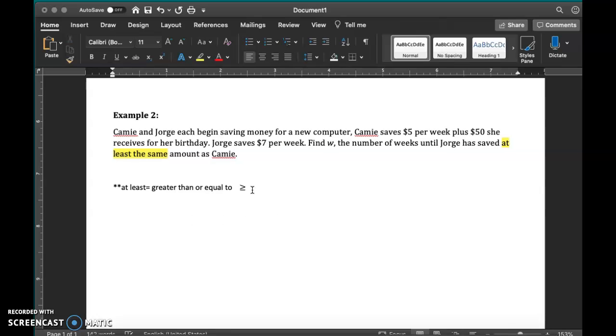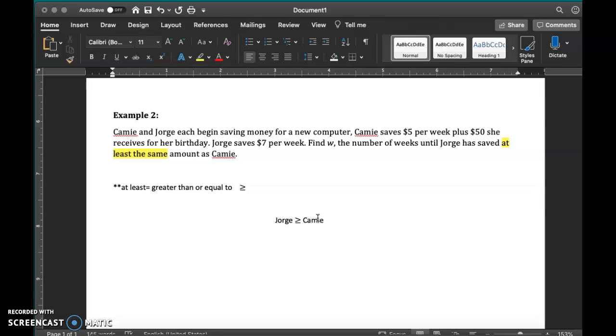Now again, we want to come up with a plan though. And so we want Jorge's amount, go back to your question, Jorge's amount to be at least the same as Cami. So Jorge's amount saved needs to be greater than or equal to Cami's.